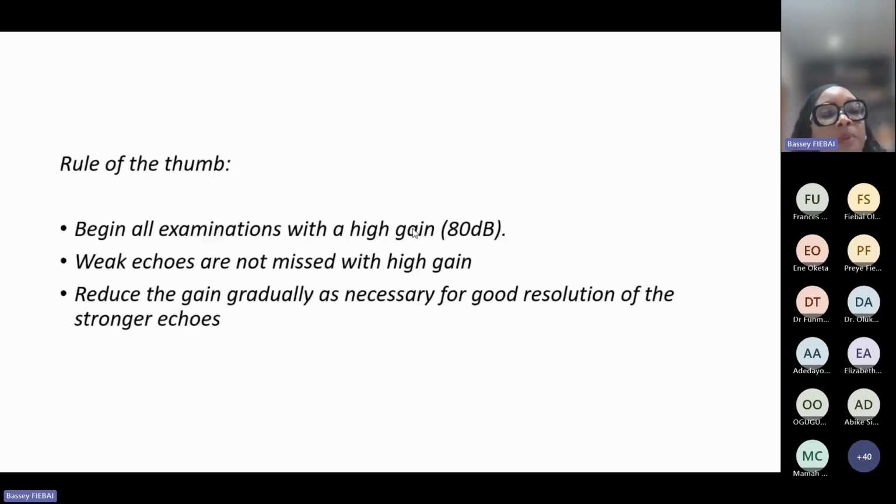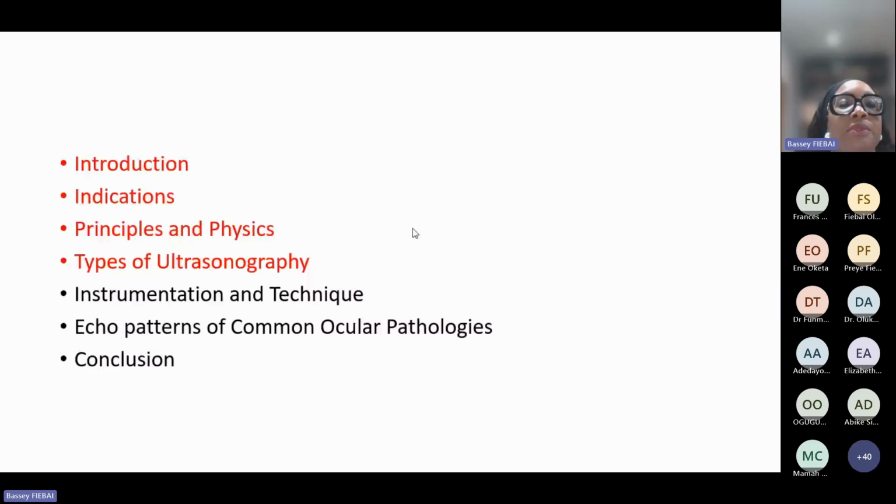But the rule of thumb for every scan is to start with a high gain so that you don't miss any of the weak echoes that come from pathologies in the vitreous. So you reduce the gain gradually as necessary for a better resolution of stronger echoes.